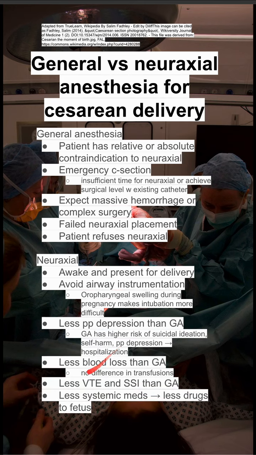There's also less VTE, venous thromboembolisms, and SSI, surgical site infections, than general anesthesia. Lastly, neuraxial anesthesia has less systemic medications, which means less drugs go to the fetus.